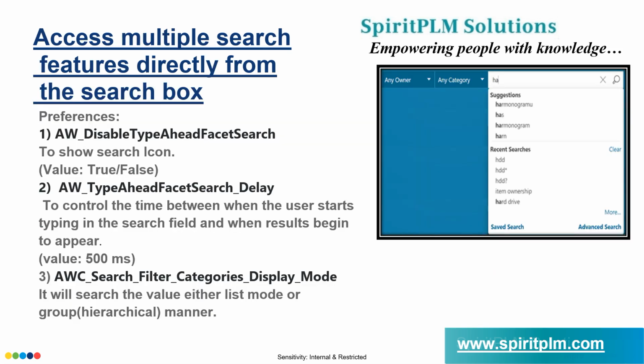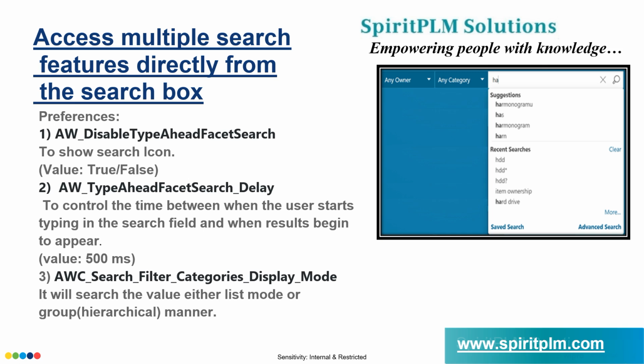Plus you can configure the search panel in Active Workspace 6.3. This is a new feature in 6.3. Using this you can change the configuration panel. For example, if you want to show the search icon in the search panel, or hide that icon, there is a preference, point number 1, AW_disable_type_ahead_facet_search. Using this you can show the icon or hide the icon. The default value is true, so that it will be visible there.